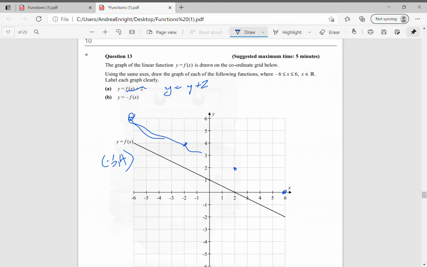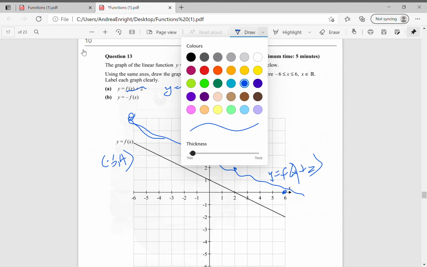Okay. Right, that's supposed to be a straight line. Dear God. So that's y equals f of x plus 2. Then the other one is y equals minus f of x.